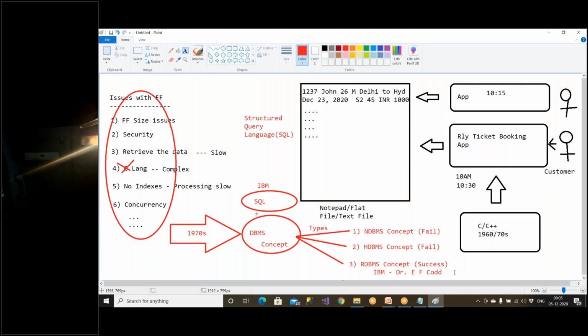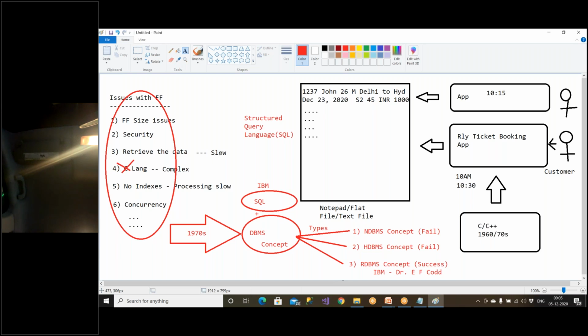This fellow said, if you want to store data, database means what? I would like to store a large amount of data. I want all these features to be implemented there. I should not have any complex programming. I don't want to write it. I don't want slow processing. So I should have a sophisticated system, and that is what I wanted.